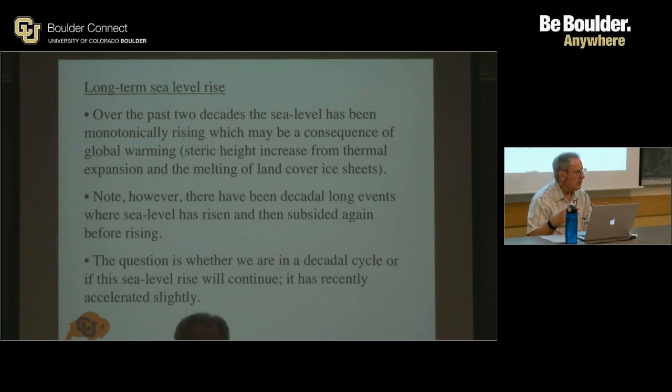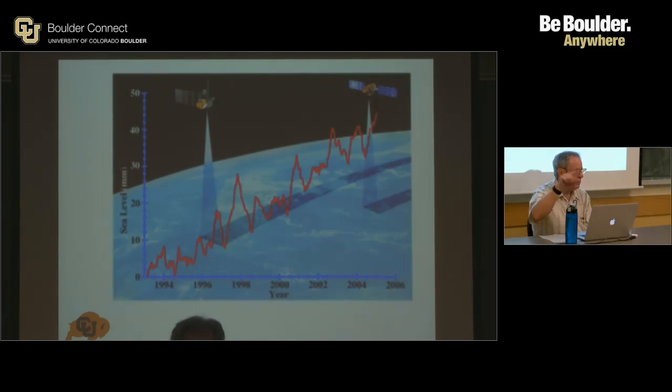That would happen primarily by the melting of land ice, of glaciers, ice sheets. And the third thing is to raise the temperature of the ocean, so you expand the water. There have been decade-long events where sea level has risen and then subsided again and then risen again. But there has now been this continual rise, and I think Niram created this one. It's part of the Topex Poseidon thing.